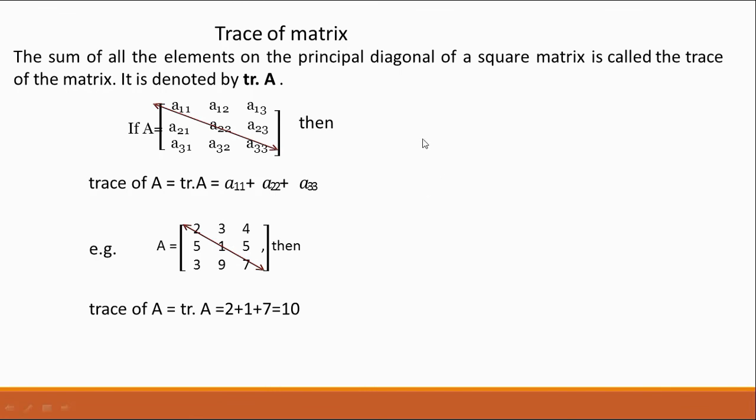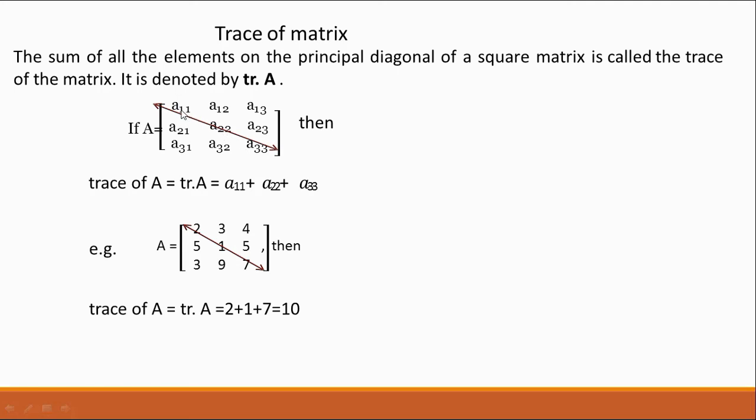Now, what is the trace of a matrix? The sum of all the elements on the principal diagonal of a square matrix is called the trace of the matrix. It means that if we add the elements of the principal diagonal, then we get the trace of a matrix.